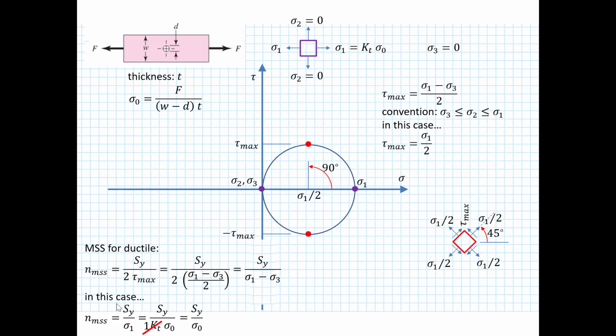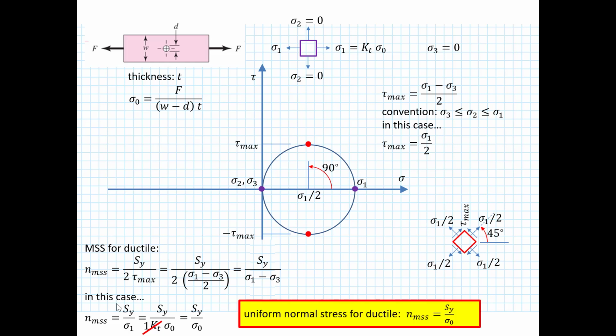So that means that in this case, our max shear stress theory factor of safety is going to be SY divided by sigma naught. And this is uniform normal stress for ductile. It sets what our factor of safety is going to be in this scenario.